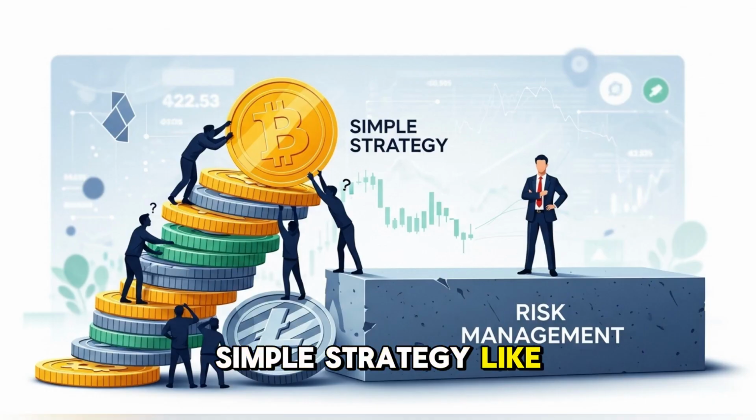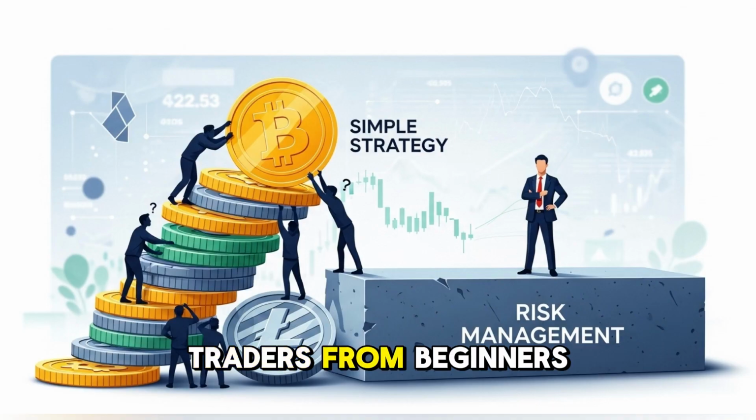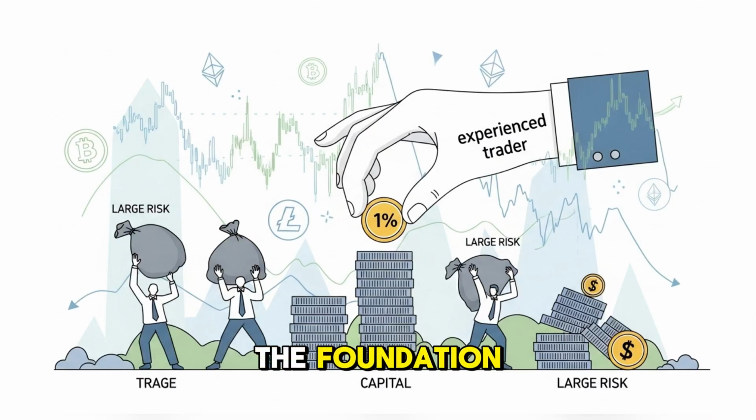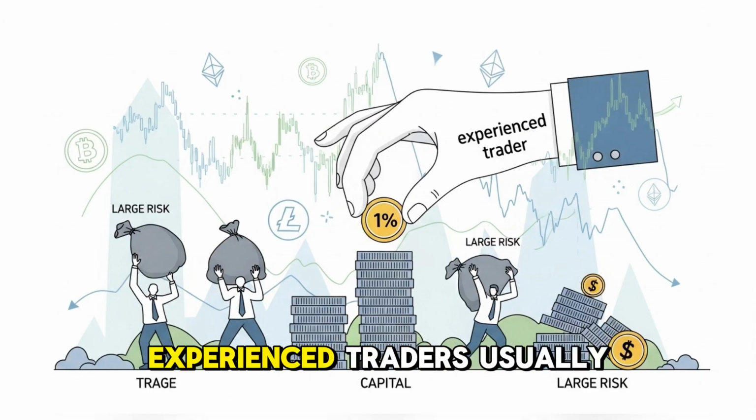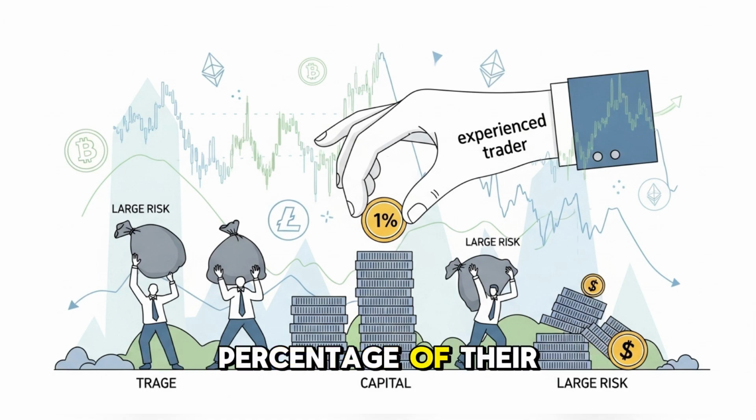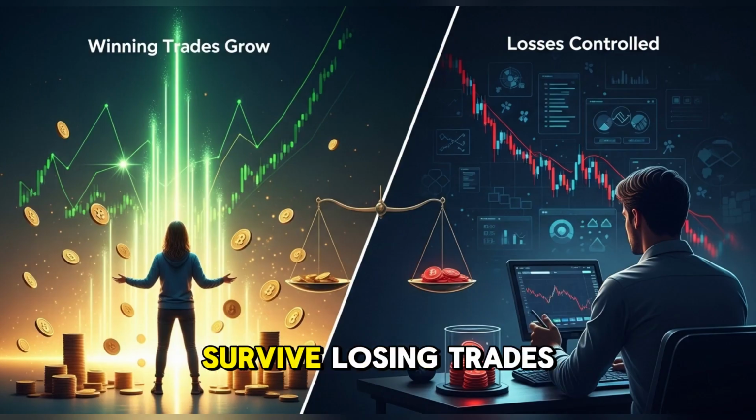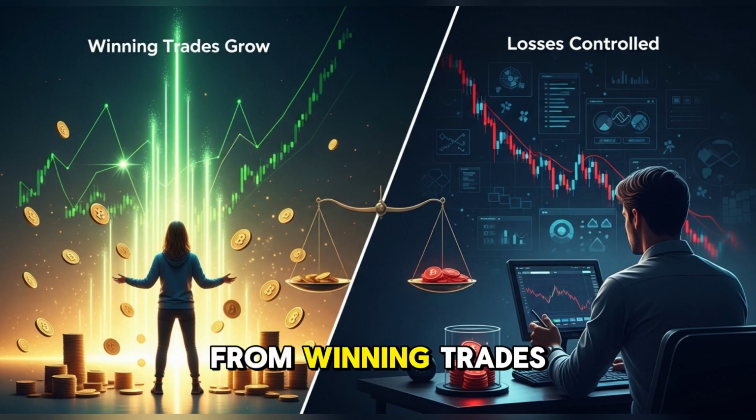But even a simple strategy like this fails if traders ignore one critical principle that separates consistent traders from beginners. Risk management is the foundation of every sustainable trading system. Instead of risking large amounts of their account on a single trade, experienced traders usually risk a small percentage of their capital. For example, some traders risk around 1% of their account per trade. This approach allows traders to survive losing trades while still benefiting from winning trades over time. Trading success does not come from winning every trade. It comes from controlling losses and allowing profitable trades to grow.